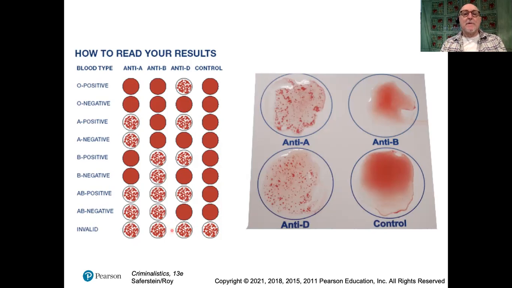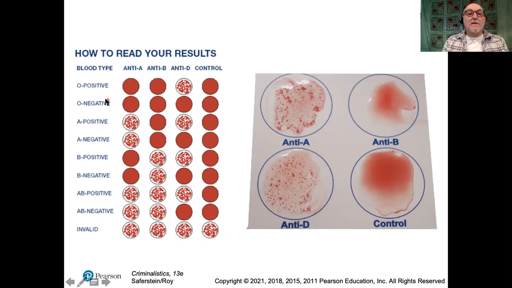You can't. This must be thrown out. You've got reaction on your control when you haven't added any antibody. So you don't know. You don't know if these agglutinations happen because they react against antibody or whether they just coagulated out. That's the role of the control.